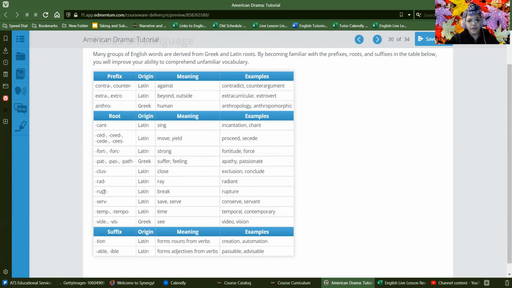So for example, we have "rupt" here from Latin. You might recognize this section from the word bankrupt, and it means to break. So if you are bankrupt, then the bank has broken. There's no more money in it. So that's where the idea of the word bankrupt comes from. You have no money. And just other things like that.